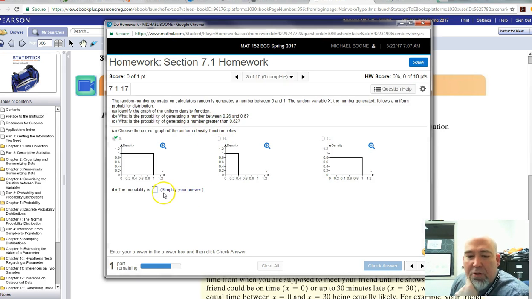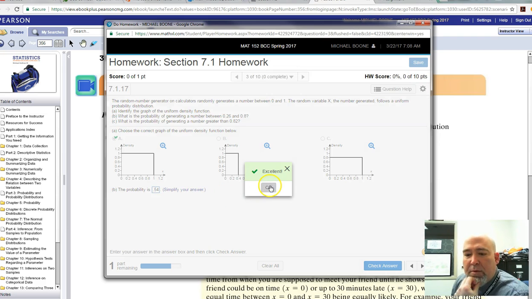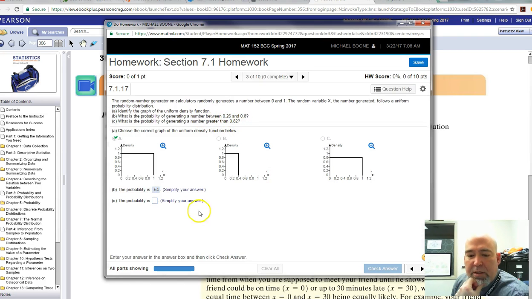Getting a number between 0.26 and 0.8. Well, since the probabilities have to add up to 1, we see that the difference is 0.54 if we subtract 0.8 and 0.26. And so that's actually the probability, since everything has an equal chance between 0 and 1, then the probability is going to be 0.54 that it's in between there. So it's just subtracting those numbers that we're getting.